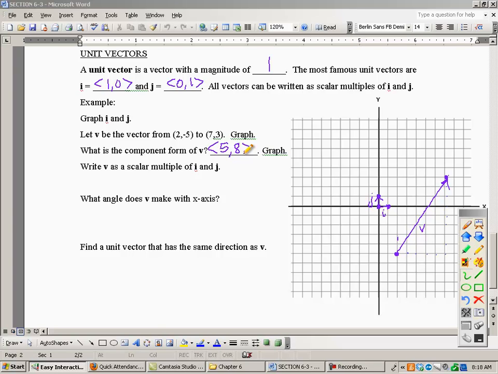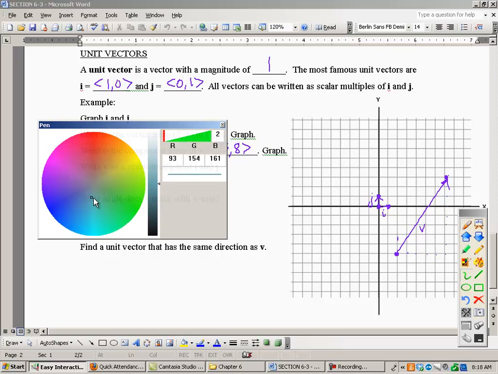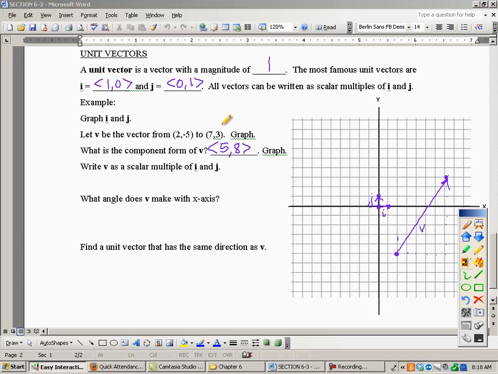Okay, now we're going to graph this component form. As I graph it, I'm going to change my color so you see my movement. We start at the origin and go over 1, 2, 3, 4. Start at the initial point, move it up 1, 2, 3, 4, 5, and over 2. So I take my terminal and move it up 1, 2, 3, 4, 5, and over 2. And so this is my vector v in standard form.